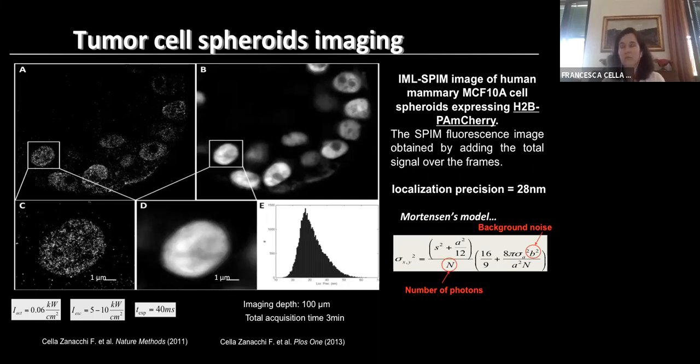So let's be careful. Localization precision doesn't mean resolution itself, but it gives you the idea of how good is your ability to localize, and this also means which is your resolution in the final image. So the imaging depth you can reach, for example, this image was 100 microns deep within the mammary cell spheroid.